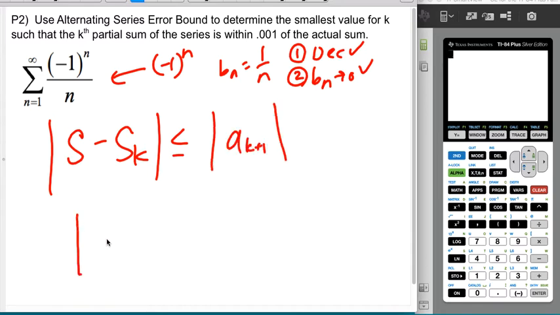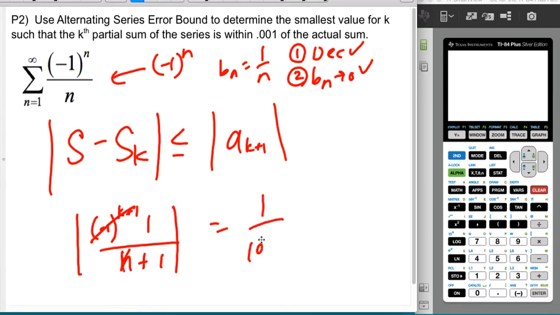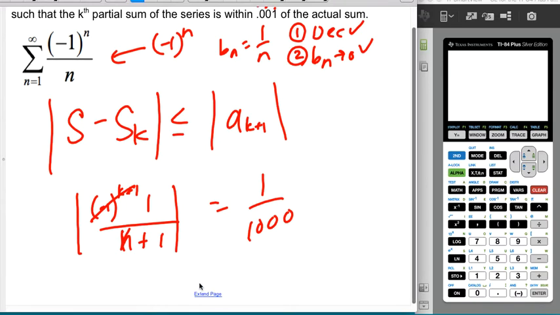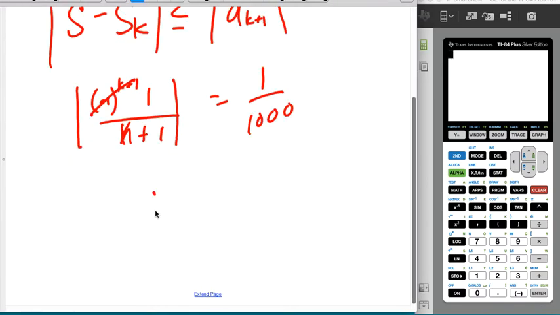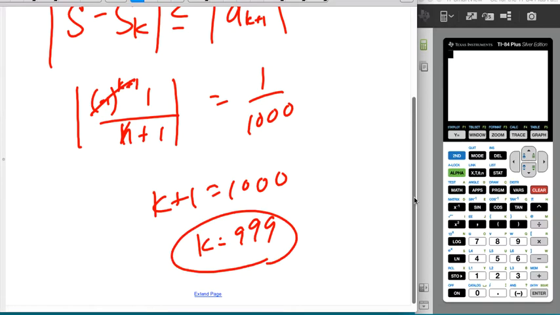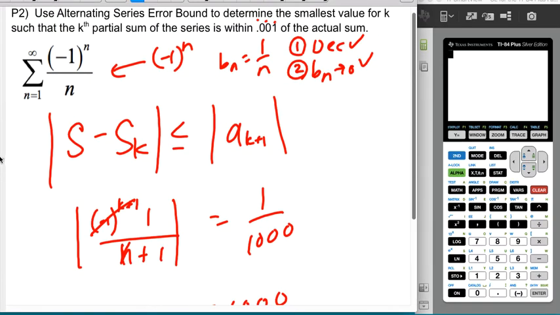So I want the absolute value of negative 1 to the k plus 1, which again doesn't matter because it's an absolute value, over k plus 1, right? That should be equal to 1 over 1,000, right? Because this is tens, hundreds, thousands. So basically, I want k plus 1 to equal 1,000 when I cross multiply, so k is 999. I would really have to go pretty far to get an accurate approximation for this. All right. And that's basically how it works.